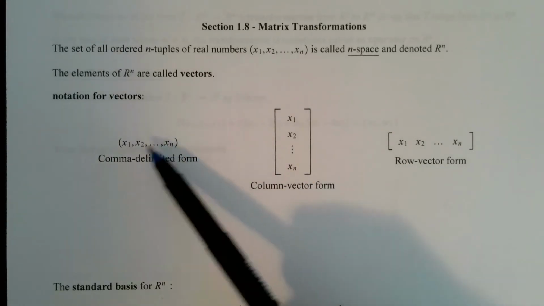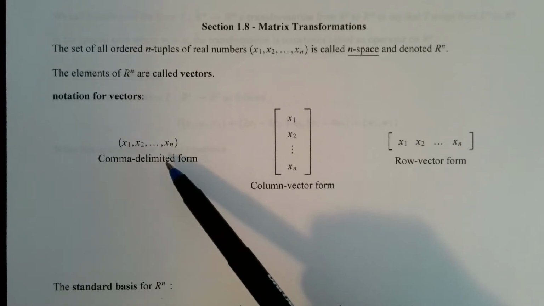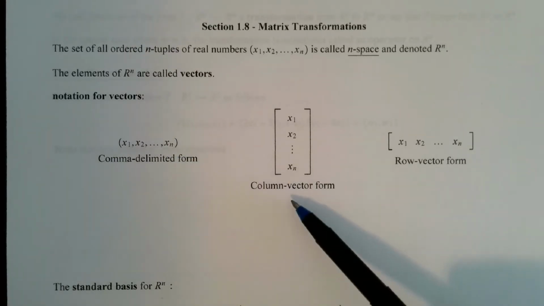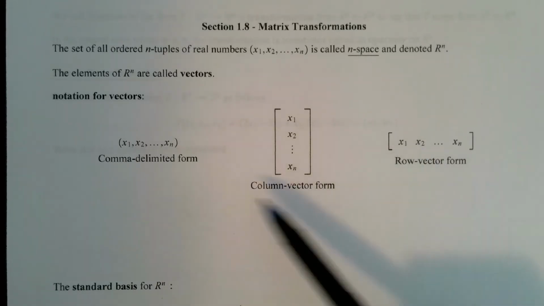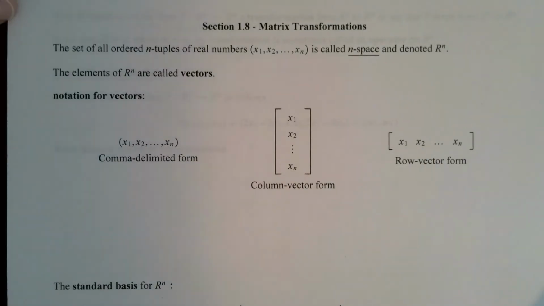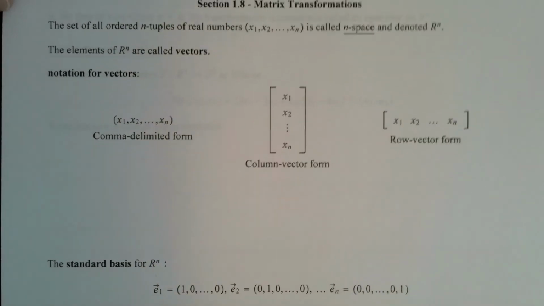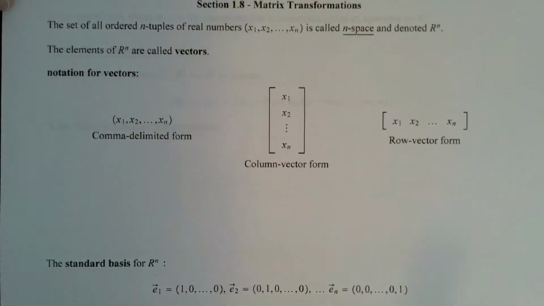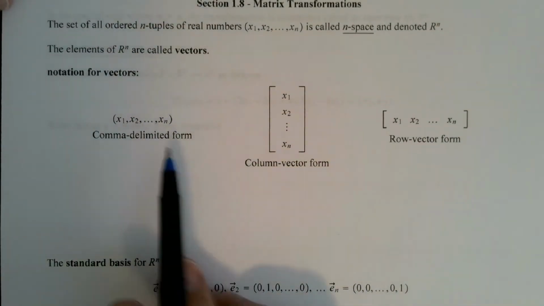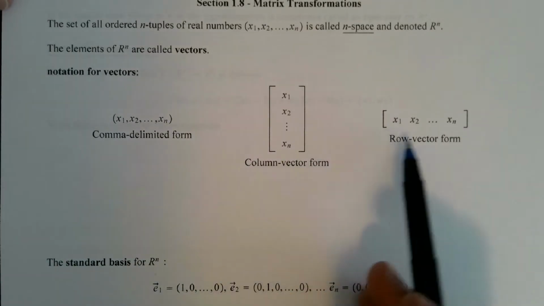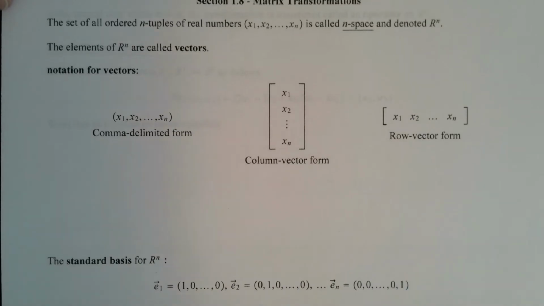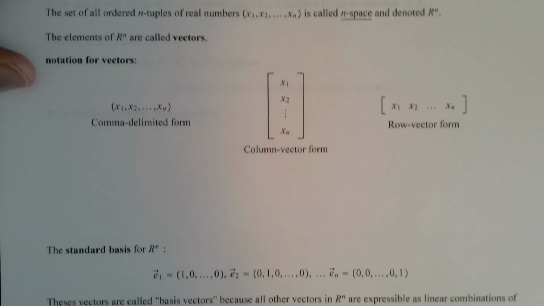So here's the comma delimited form for a vector in n-space, and the column vector and row vector form that we're familiar with. So all 3 of these we've already been using. So it's kind of just reiterating that idea. So we'll interchange the notation for vectors between these 3 as needed. Obviously, these last 2 will be useful when we're talking about matrix arithmetic, like matrix multiplication.